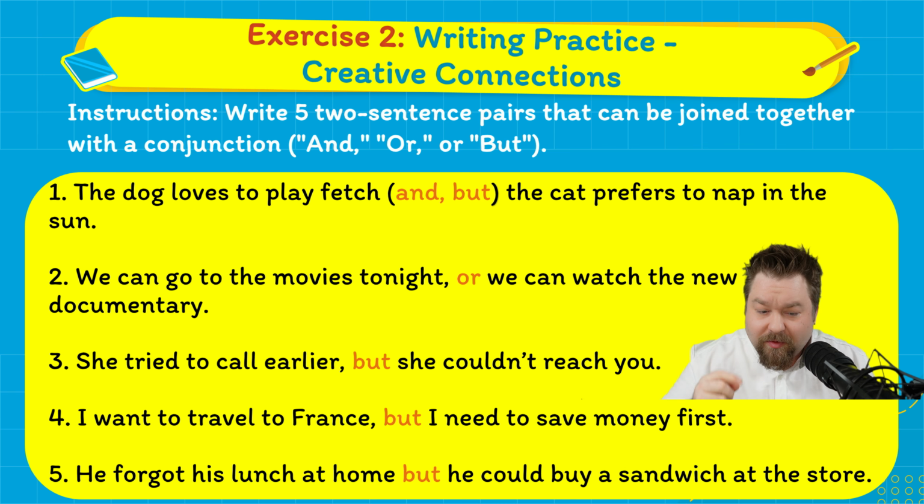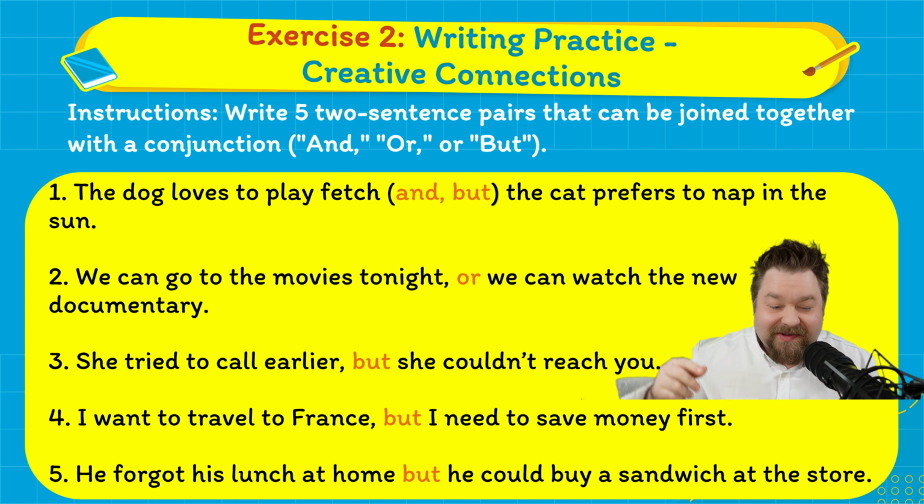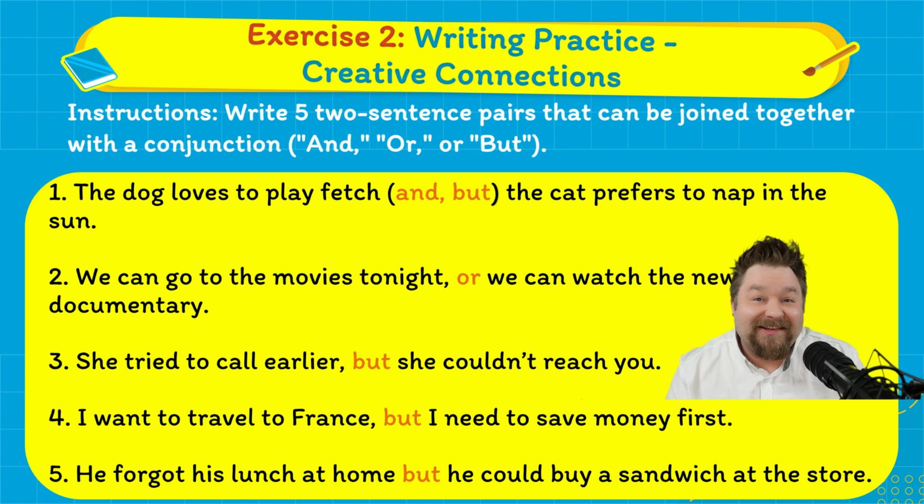You paused that video. I know you did. I know you wrote the answers, and I just have a feeling that they're all correct. Are you ready? Let's take a look at them, okay? Number one, the dog loves to play fetch, but the cat prefers to nap in the sun. So we could say it as both positives, right? The dog loves to play fetch and the cat likes to sleep in the sun. See? They're both good things.